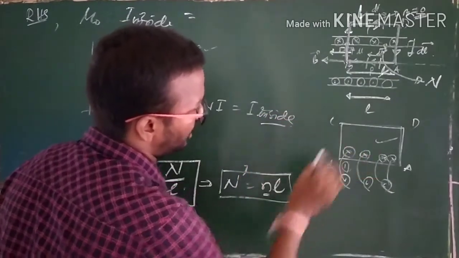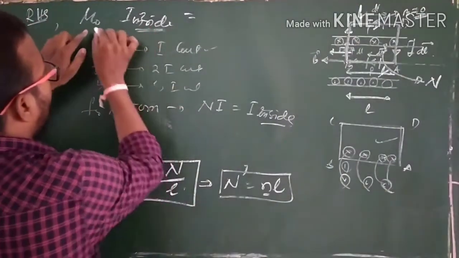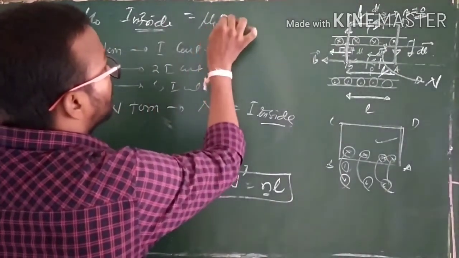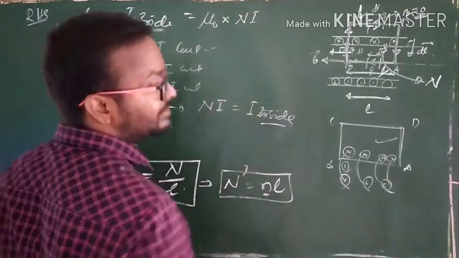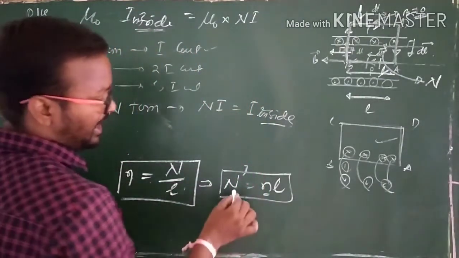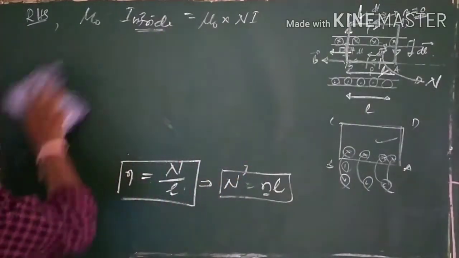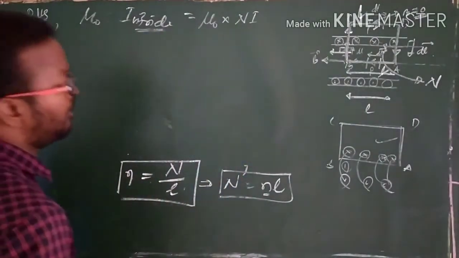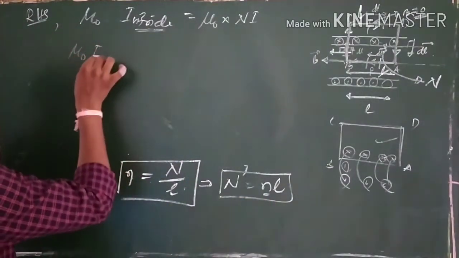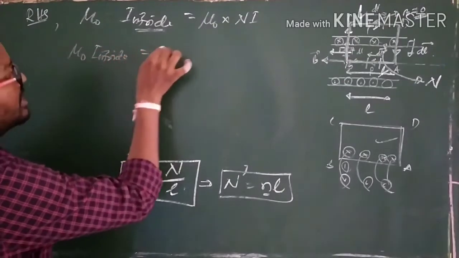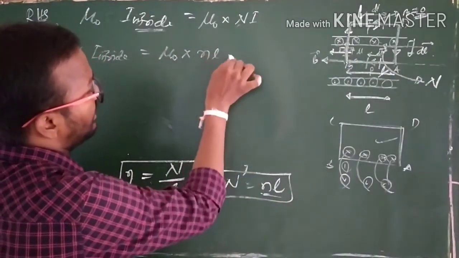That means inside the Amperian loop. And if we write this relation, then we can write mu naught times I inside equal to mu naught capital N I. But what is capital N? Capital N equals small n into L. Now, if we write this relation in terms of the number of turns per unit length, we can write mu naught I inside equal to mu naught n L into I.